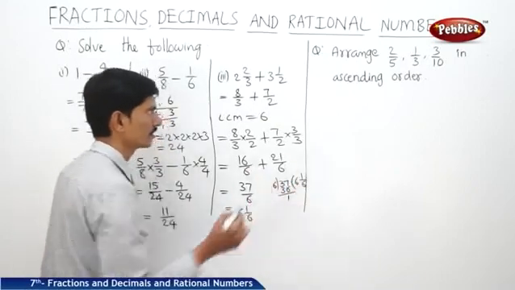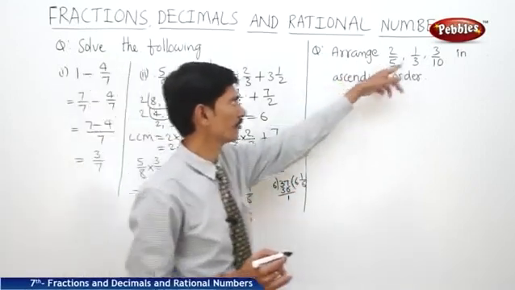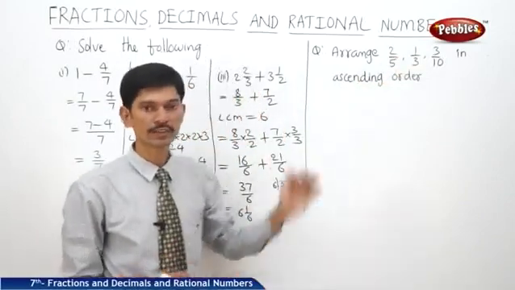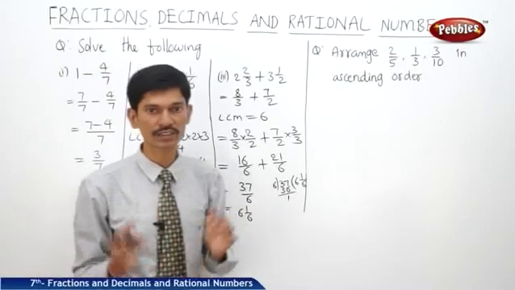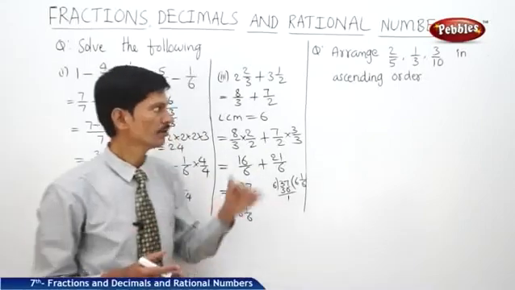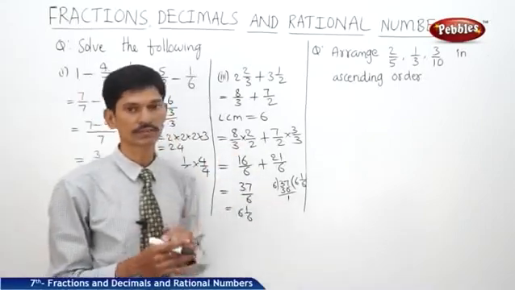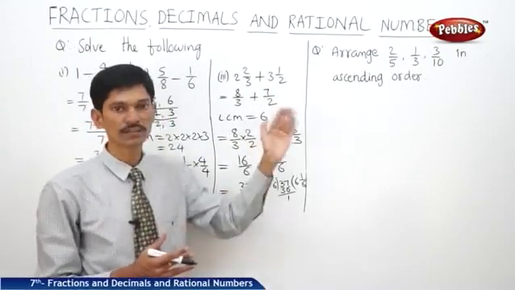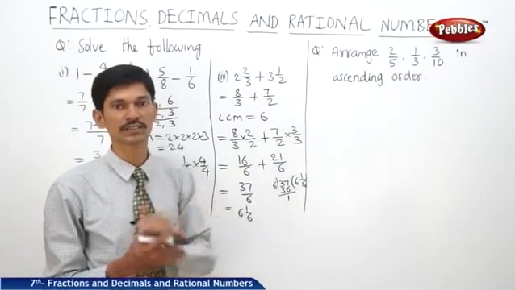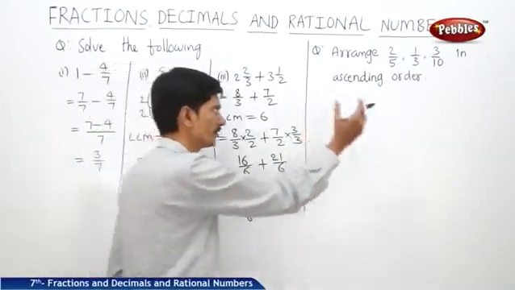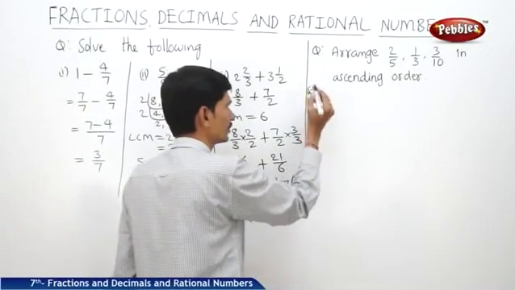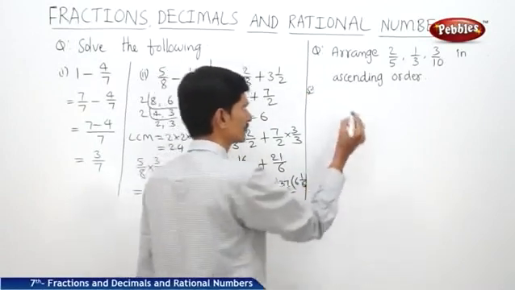Now the next question, arrange 2 by 5, 1 by 3 and 3 by 10 in ascending order. To arrange the given fractions either in ascending order or in descending order, first they must be like fractions, means their denominators must be equal. So then we can arrange them either in ascending order or in descending order. Now if you observe the fractions, their denominators are not equal. So first let us find the LCM of the denominators.